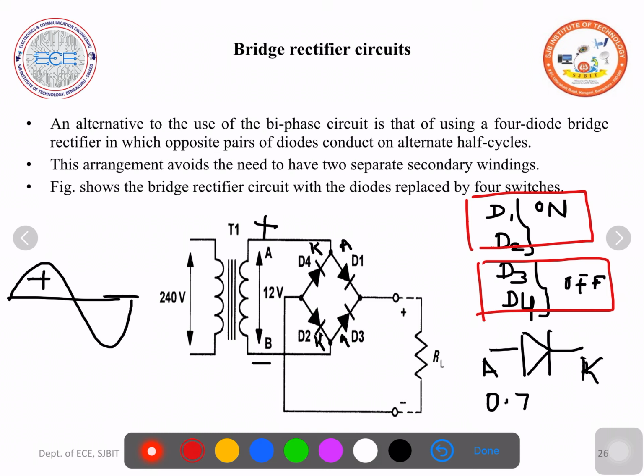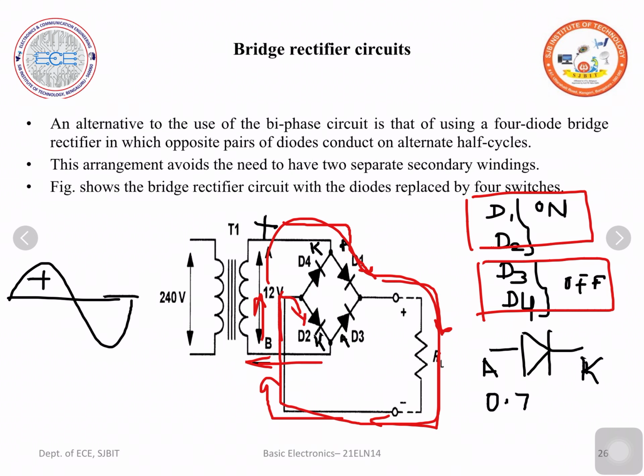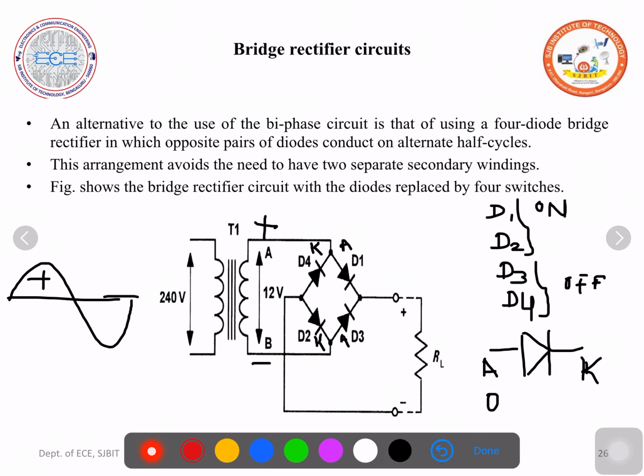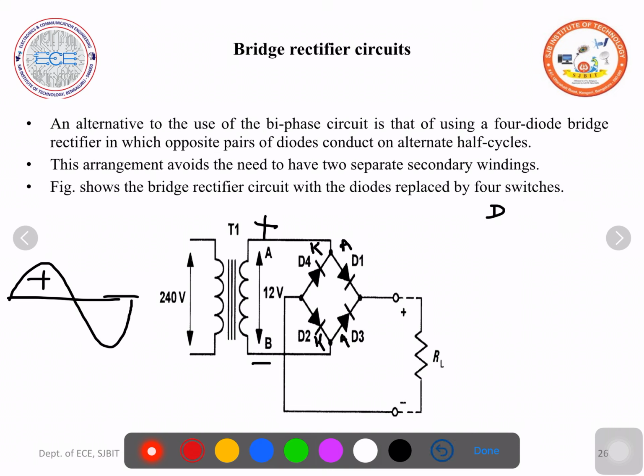Now let us check how the current flows. The current starts to flow from the positive terminal through D1, through the load resistance, through D2 and back to the transformer. So it circulates like this. This is the current flow through D1, D2 and RL. During the positive half cycle, the current will be carried by D1, RL, D2. The current flows through RL, so definitely the voltage drop appears across RL.